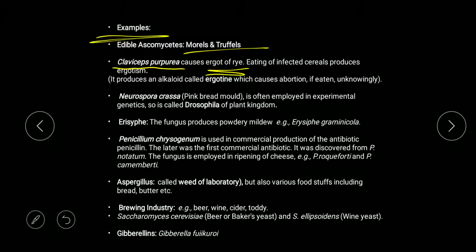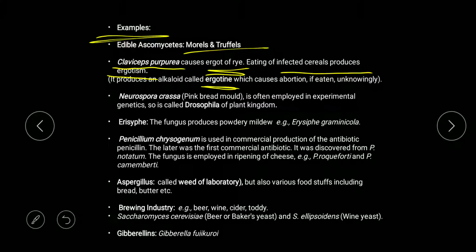Now when rye is infected with this species, and if the infected cereal is eaten, it produces ergotism. Now what happens in ergotism? This fungus produces a type of chemical that is known as ergotin.